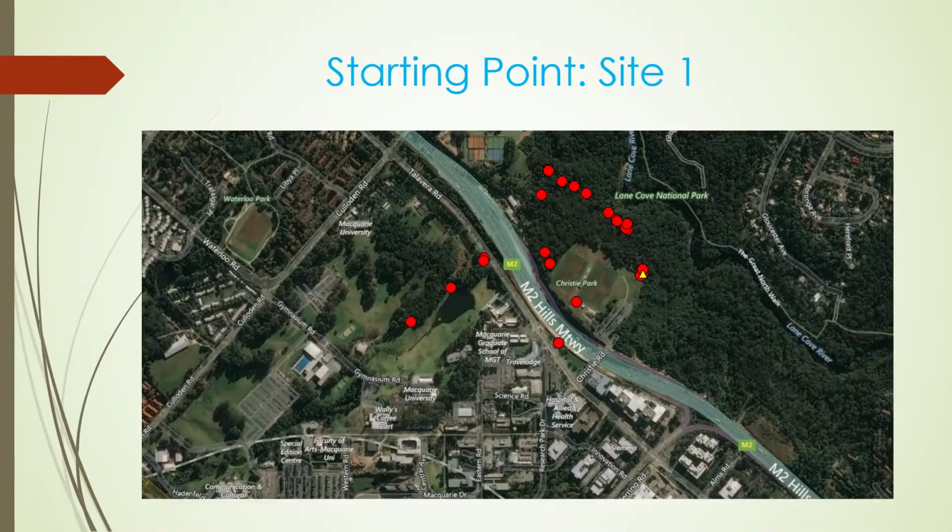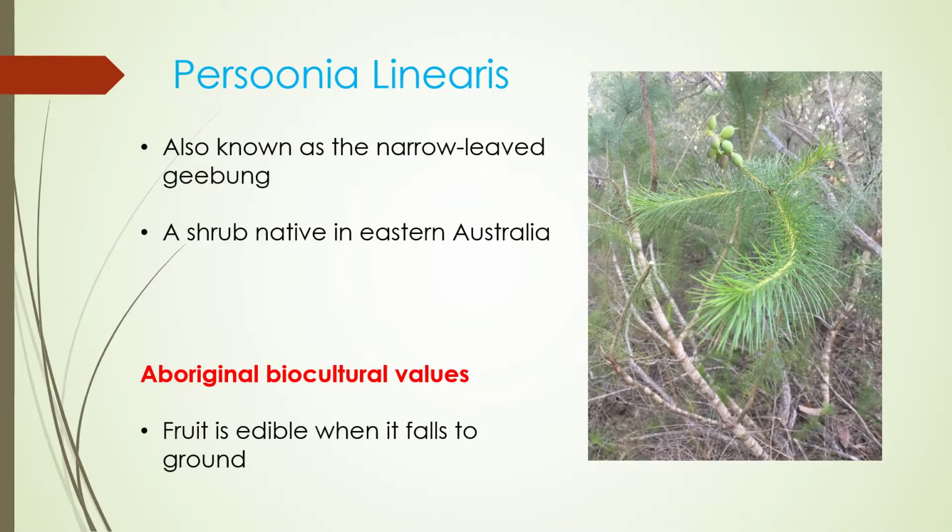The first one is our starting point, Site 1. The dominant species in this area is Persoonia nutans. This species is also commonly known as the narrow-leaved geebung, which is a shrub native to New South Wales and Victoria in eastern Australia. Its fruit is edible when it falls to the ground.